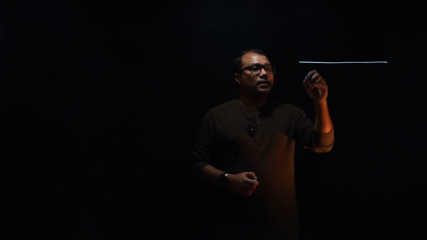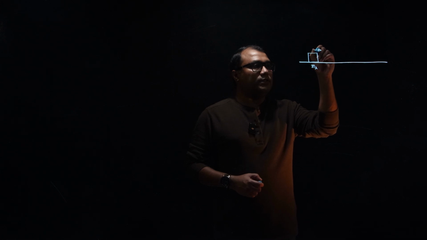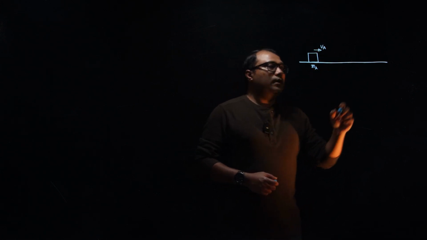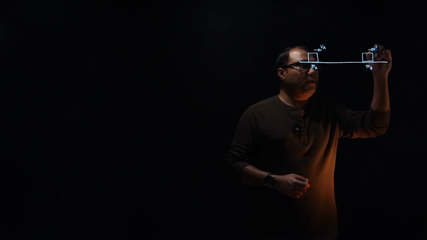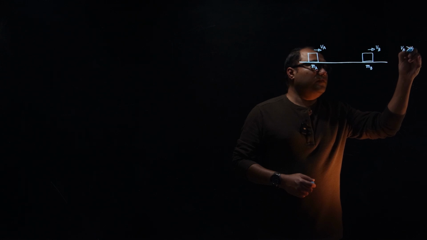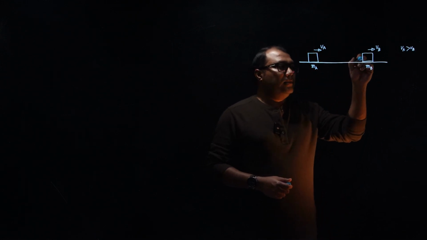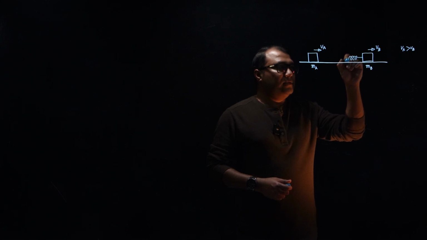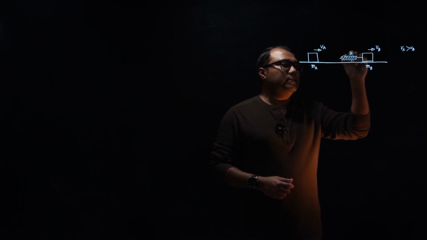So there is a frictionless surface and there is one mass, let's call that MA, traveling with velocity VA, and then there is another mass which is MB, which is traveling with velocity VB. VA is greater than VB, so obviously after some time mass A will catch up with mass B. This mass B has an uncompressed spring attached to its end. The spring constant is K.